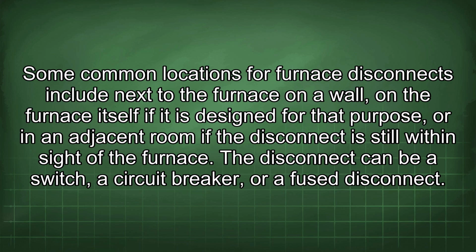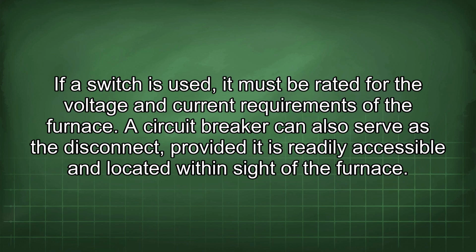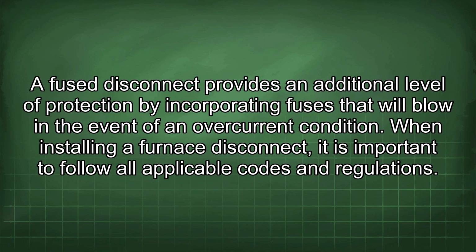The disconnect can be a switch, a circuit breaker, or a fuse disconnect. If a switch is used, it must be rated for the voltage and current requirements of the furnace. A circuit breaker can also serve as the disconnect, provided it is readily accessible and located within sight of the furnace. A fuse disconnect provides an additional level of protection by incorporating fuses that will blow in the event of an overcurrent condition.